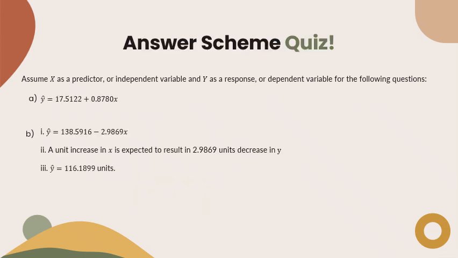This is the answer for the quiz that I gave just now. For A, y hat is equal to 17.5122 plus 0.8780x. B, a unit increase in x is expected to result in a 2.9869 unit decrease in y. Number 3, y hat is equal to 116.1899 units. And the general form of the regression model for B, which is number 1, is y hat equal to 138.5916 minus 2.9869x. I hope you got the same answer as mine.